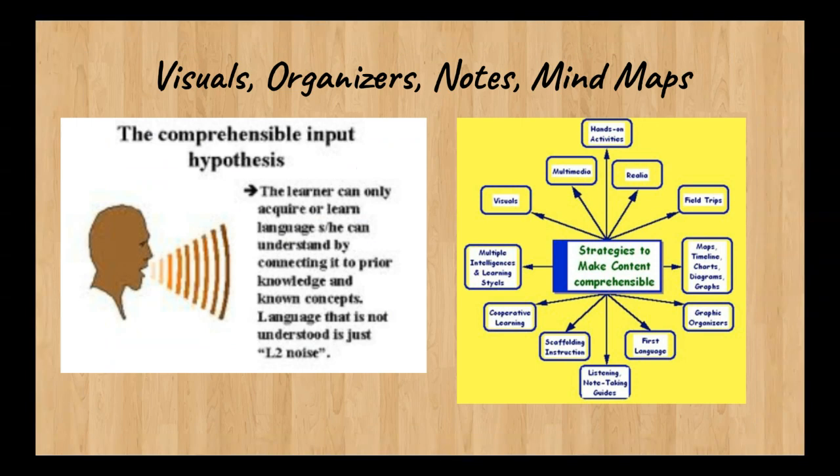Here are two pictures of what a teacher could do to make the content accessible for a student like Moises. And note that some of the things on that right side web are better fit for other content areas. For example, you might consider using maps and timelines with social studies, and diagrams and graphs for science.